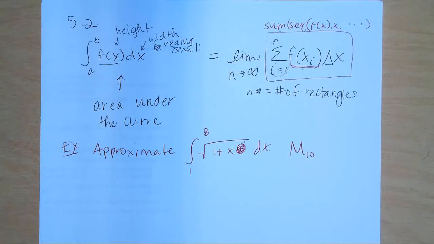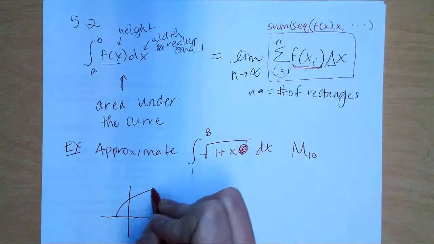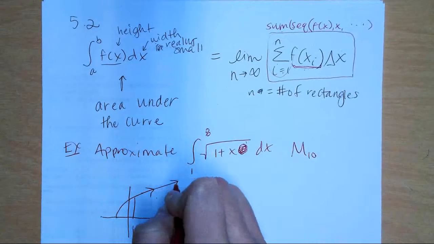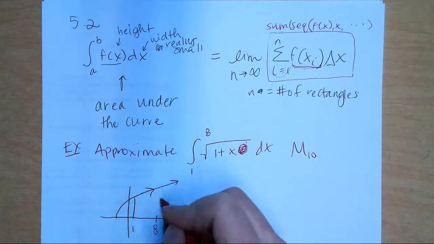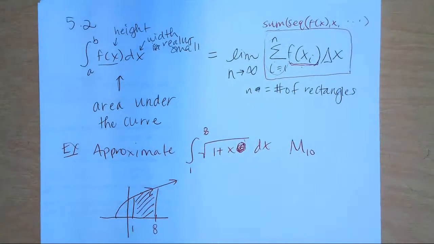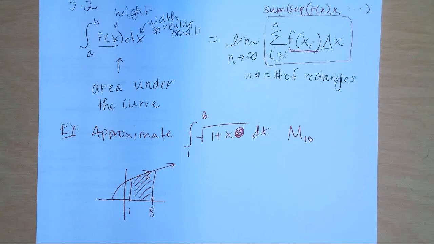Okay, so root of 1 plus x actually looks like this, from 1 to 8. So I'm talking about this area in here. That's what I'm trying to approximate with M10. Okay, so the first thing I need is how wide are these rectangles going to be?